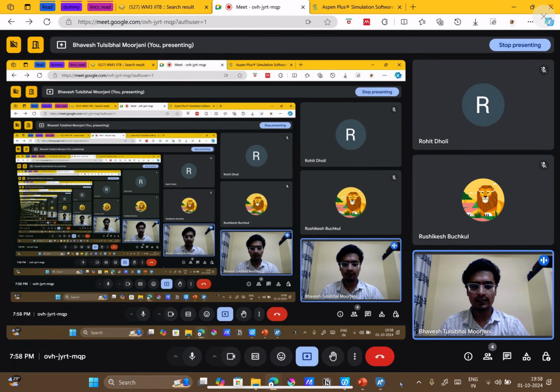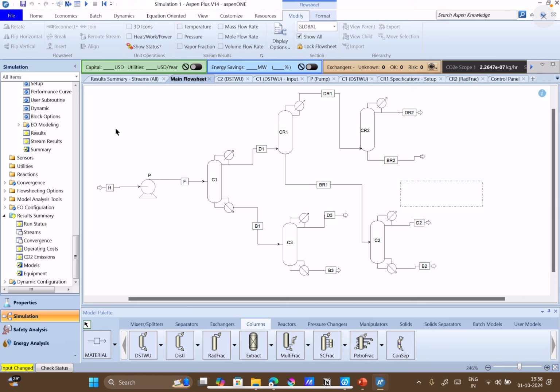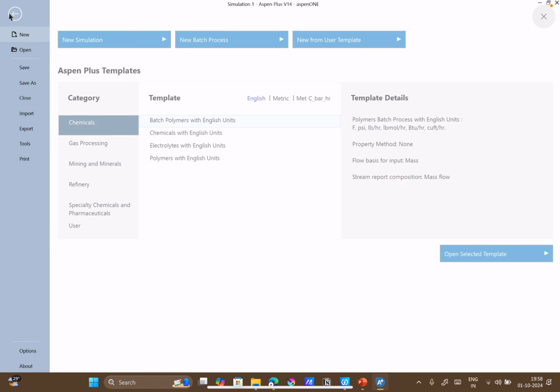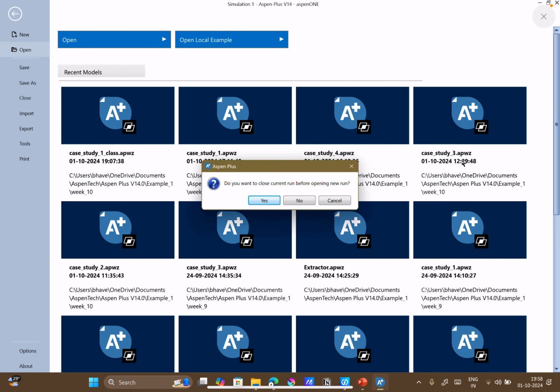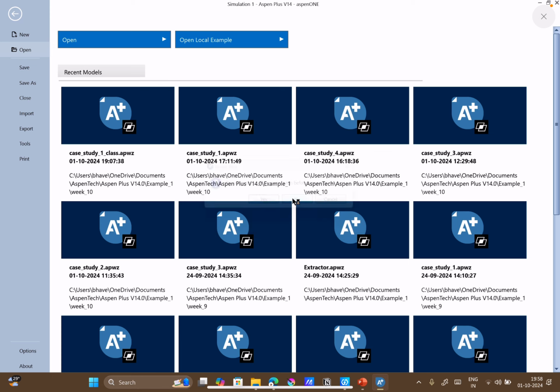So it's a relatively simple example, so let's try to finish it today. What I will do is directly open the preloaded simulation. Okay, so this is case study 3. I don't want to save this simulation. Let's go.